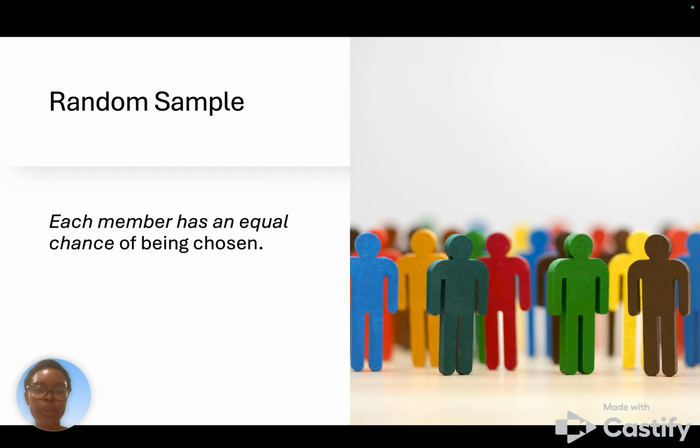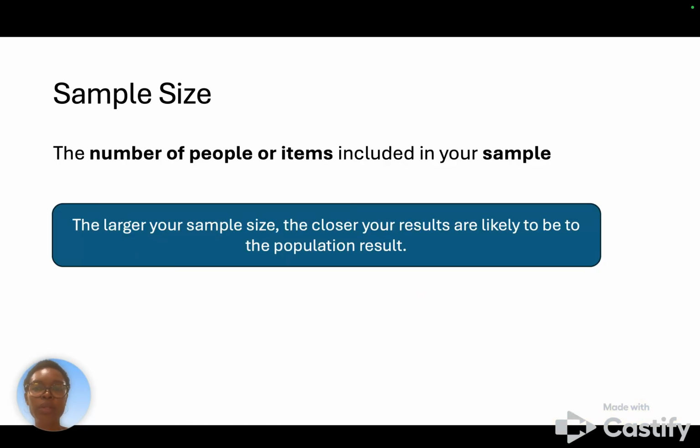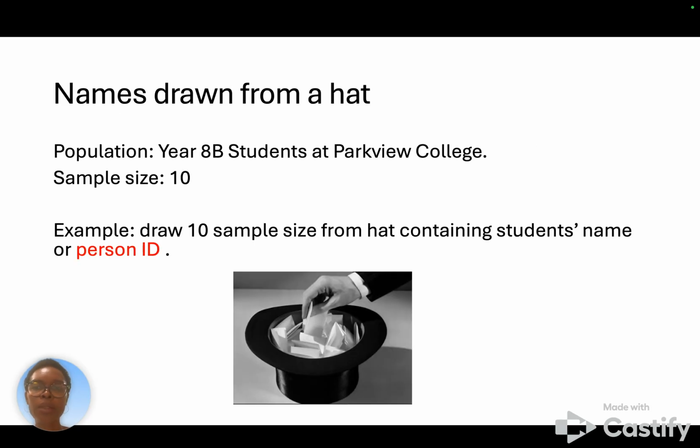Now, when you're taking a sample, you have to consider the sample size. How many people out of the population do you want to choose? Okay, how many members of the population do you want to choose? And you have to remember, the larger your sample size, the more closely it is going to resemble the population. The larger your sample size, the more closely the result will be accurate. Okay, now let's look at the different methods that we can use to randomize our sample.